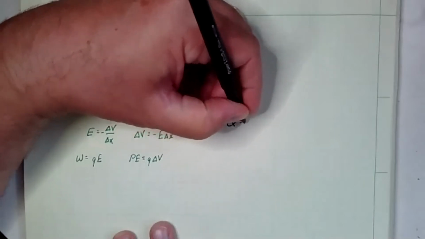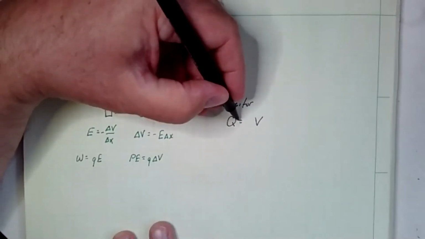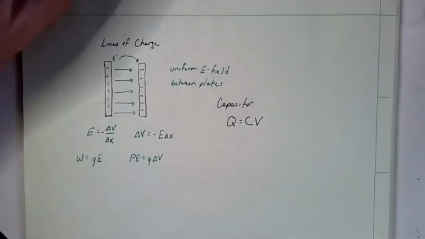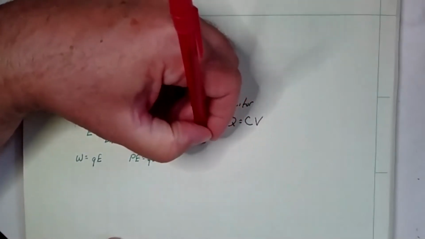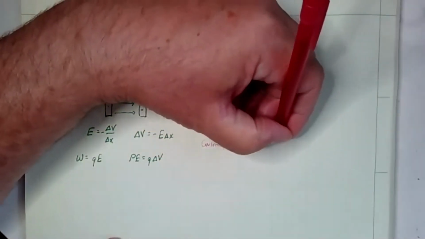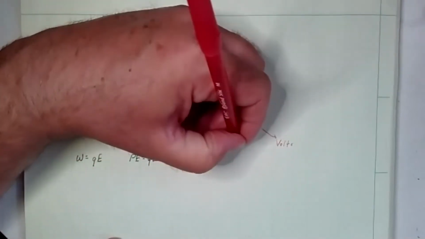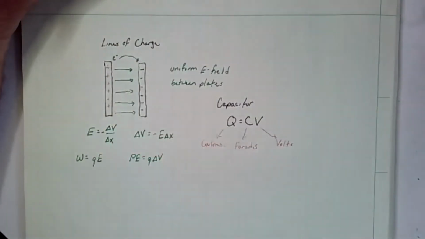So the charge on the capacitor is proportional to the voltage, and we can replace the proportionality symbol with an equal sign if we introduce a value called capacitance. So Q is measured in coulombs, V is measured in volts, and then this new player on the scene is measured in farads, named after Michael Faraday. And this gives us a way of storing energy electrically.